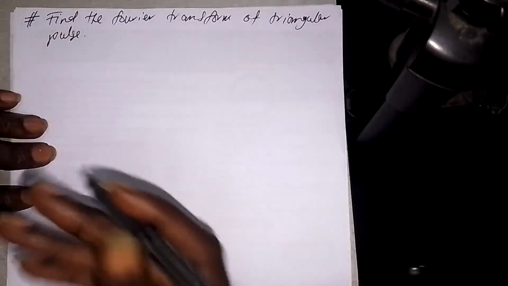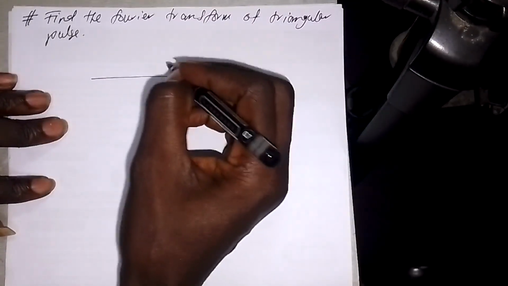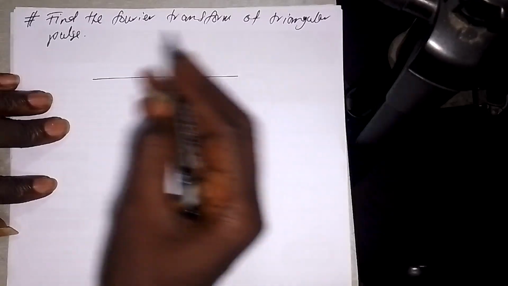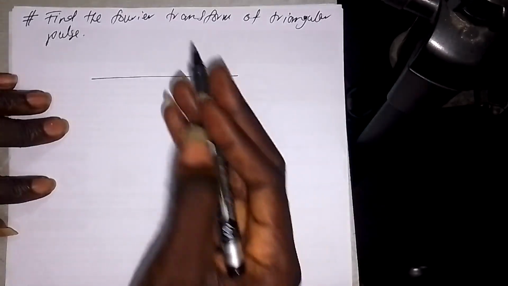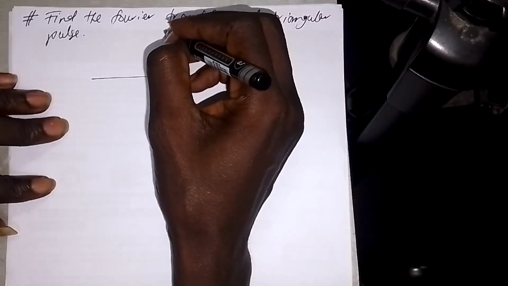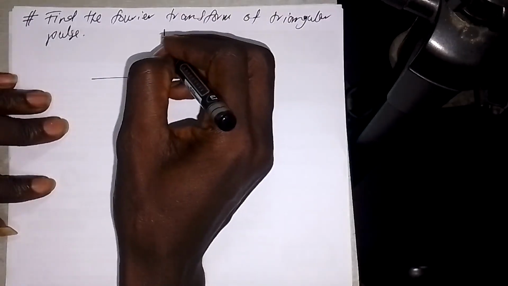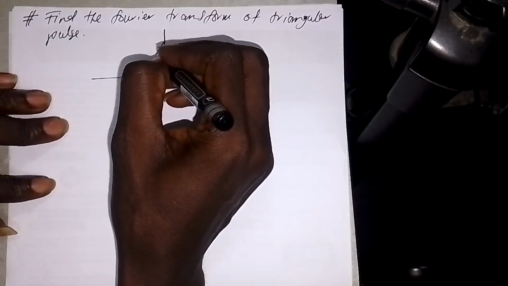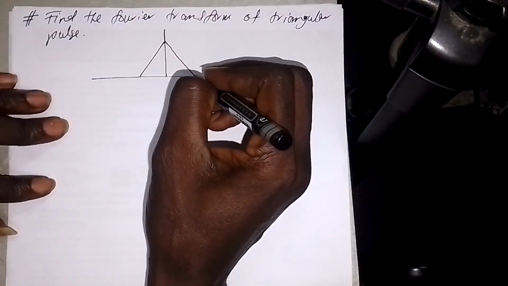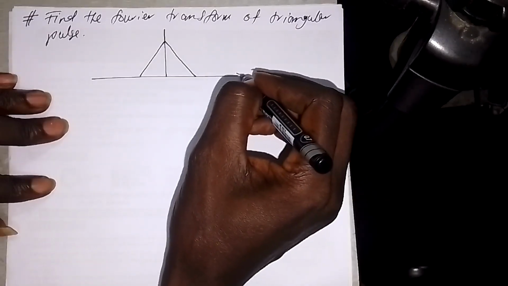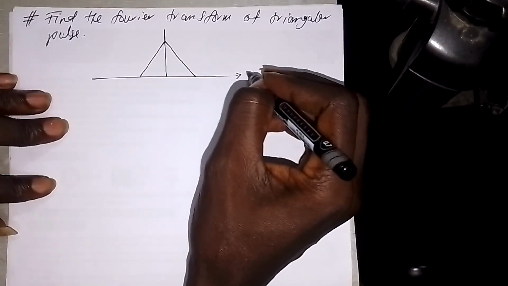A triangular pulse is always a triangular pulse, and it always comes in this particular format that I'm going to draw. Normally the question will be given only in this format: find the Fourier transform of a triangular pulse. When we say a pulse, it's a signal that comes once, at an instant, just like the pulse of your heart. So this is how it is going to be.